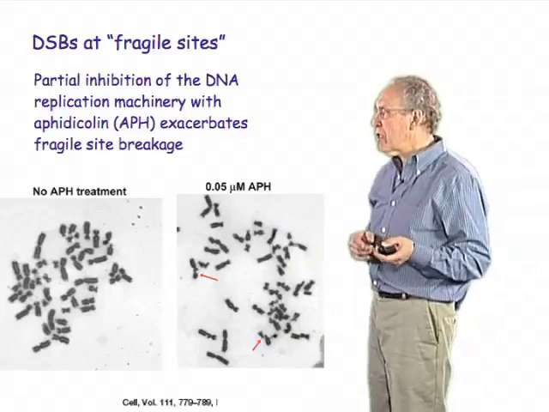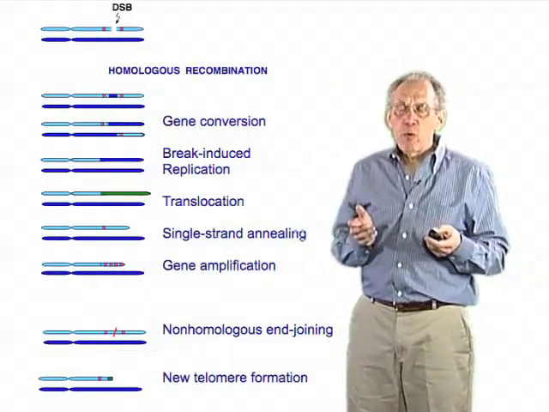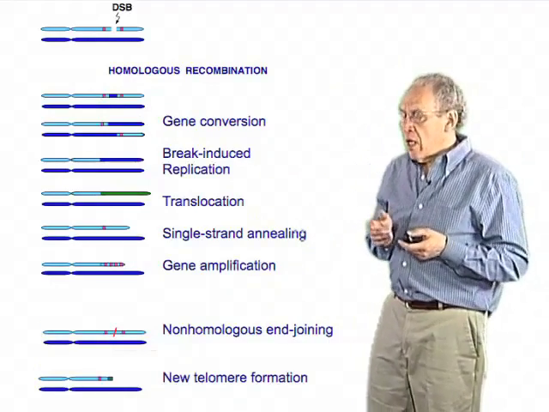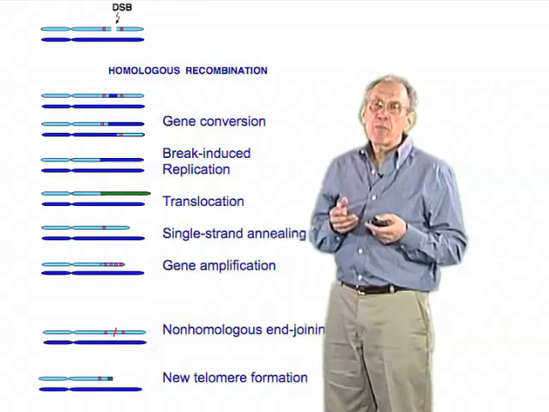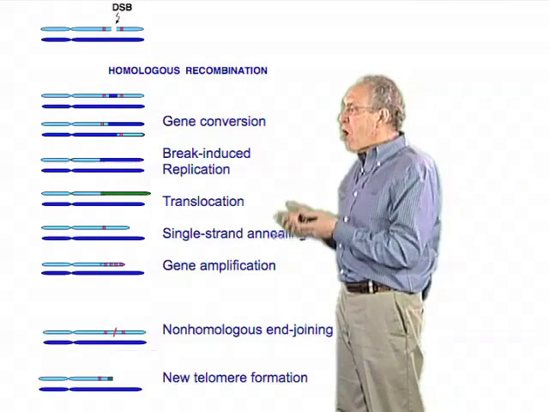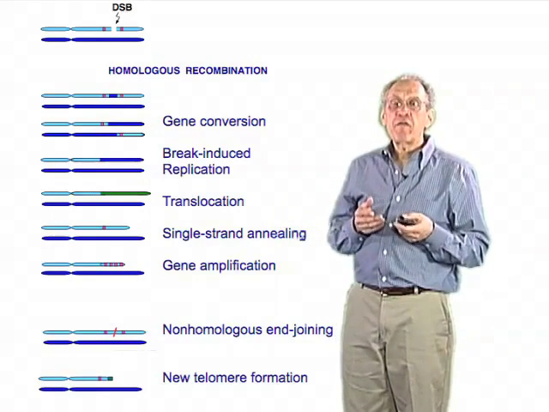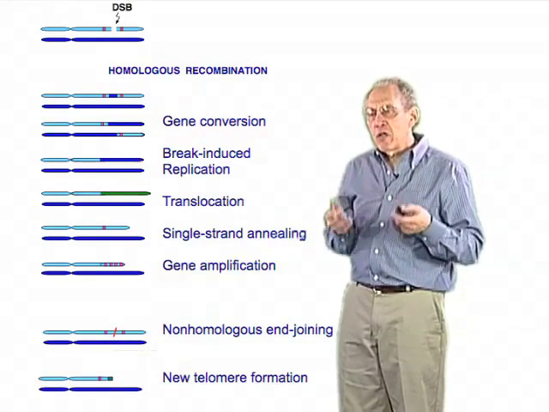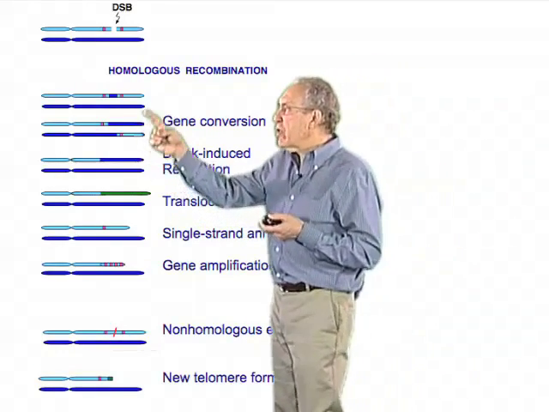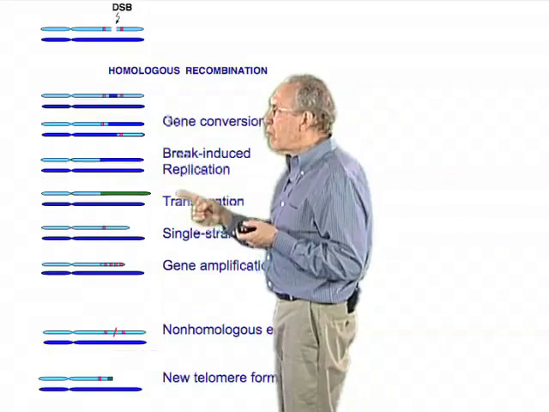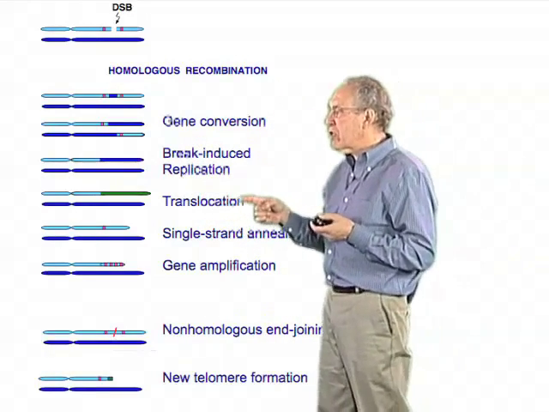There are such breaks at a very low level in normal cells, but they are exaggerated tremendously by adding this inhibitor to DNA replication. So we know there are double-strand breaks that arise in cells, and they can be repaired in a variety of ways. There are two large categories of mechanisms by which these breaks can be repaired. The first are called homologous recombination mechanisms, in which the ends of the double-strand break have to find a template, a nearly identical DNA molecule that they can use as a matrix in order to patch up the broken chromosome. And there are a number of different ways in which I'm going to illustrate how this repair can take place.